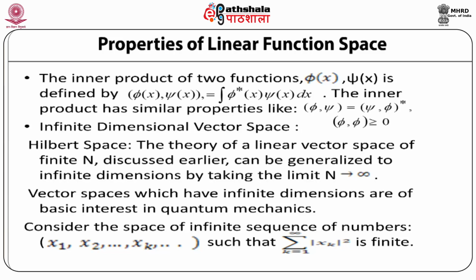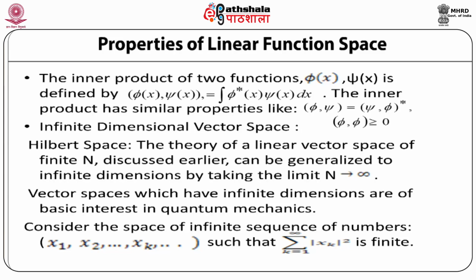The inner product has similar properties to the scalar product. The inner product of phi and psi is equal to the inner product of psi and phi, star, which means that it is equal to the complex conjugate of the reverse of the original scalar product. The inner product also has the following properties. That means, one, that it is commutative.